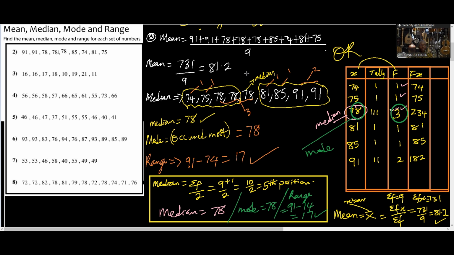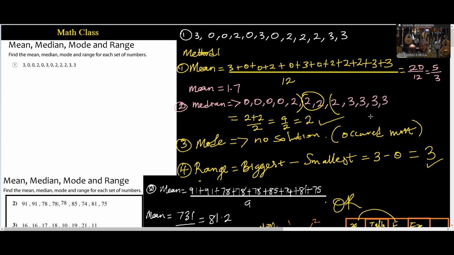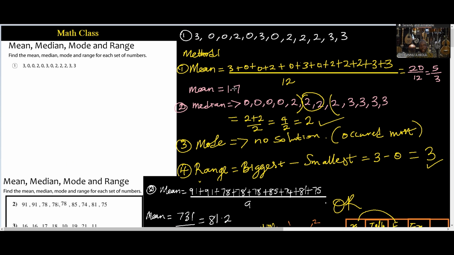If you check the first one, can you hear me? Yes. Okay, if you check the first one, you will observe the mean is 1.7, approximately 2. Then the median is 2. And the mode, all of them would have been the mode, so no solution for that. But the range is obviously bigger than that 1.7 and 2.